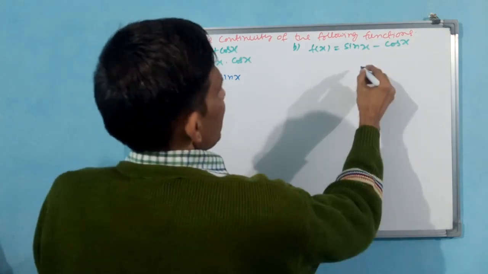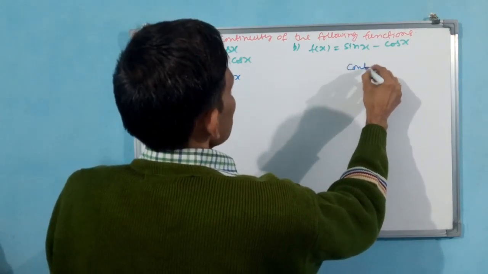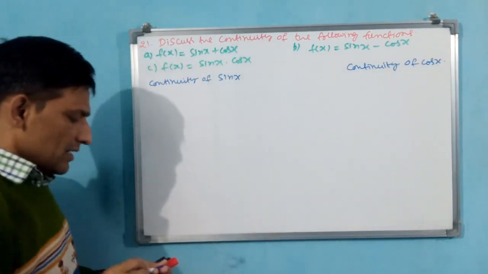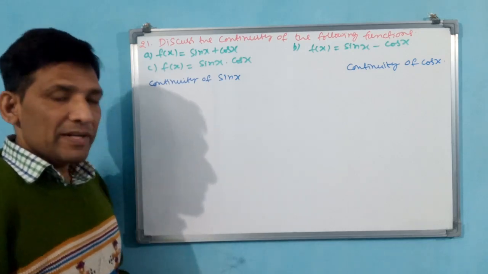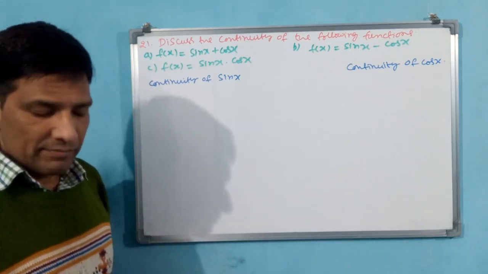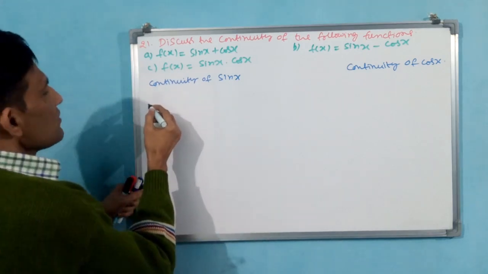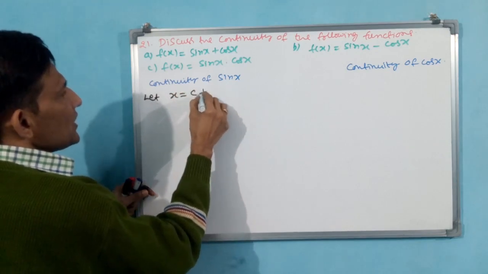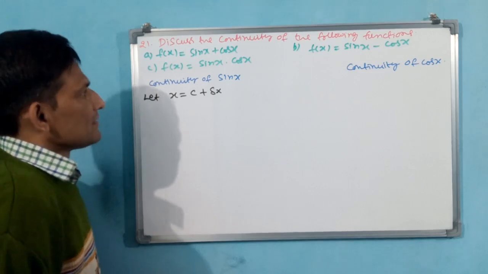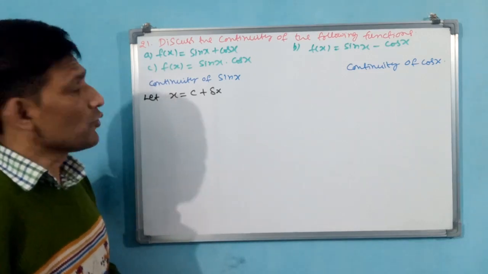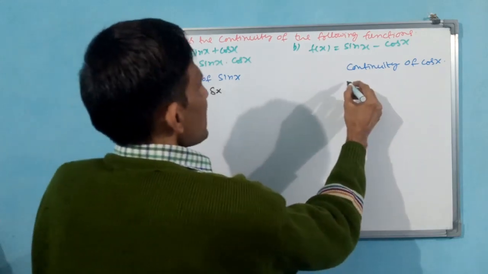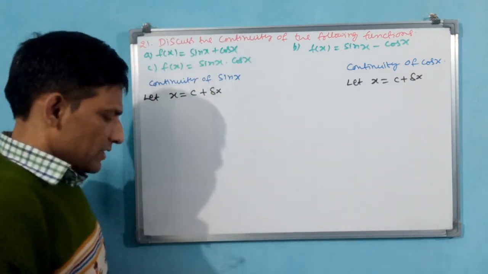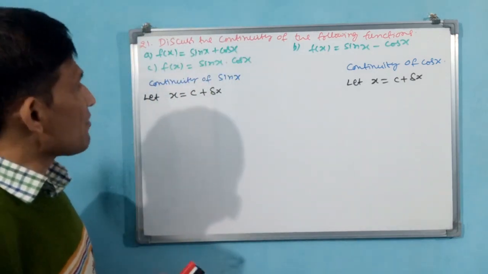Okay. And continuity of cos x. For this you have to take any one point. That point I am writing, you see carefully. Let x is equal to c plus delta x. You keep in your mind, x is equal to c plus delta x. Here also I am writing, let x is equal to c plus delta x. You see how I am proving this.